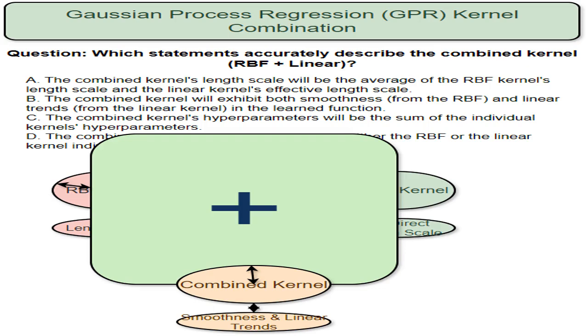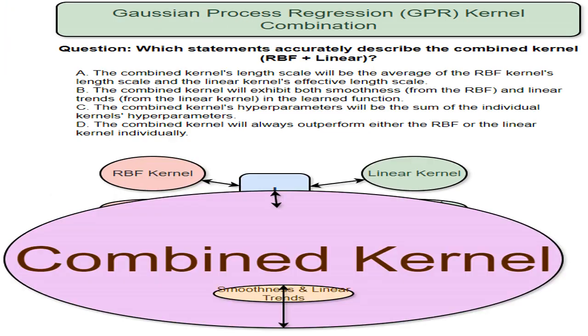This plus sign symbolizes adding the RBF and linear kernels together. In Gaussian process regression, adding kernels means combining their effects. The resulting model will capture both linear trends and smooth nonlinear patterns simultaneously. It's a powerful combination.